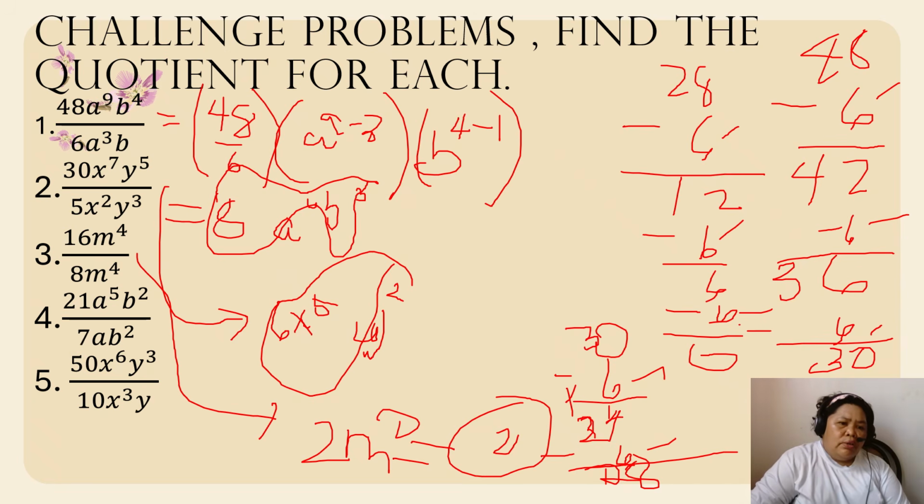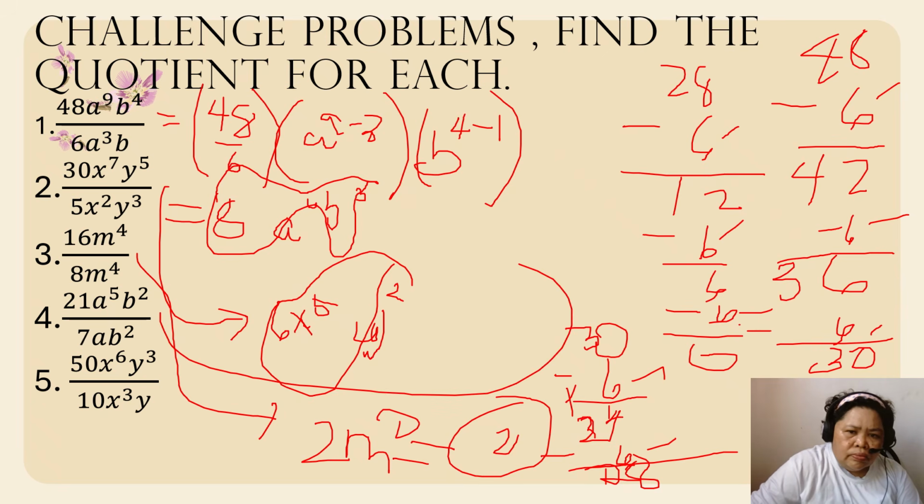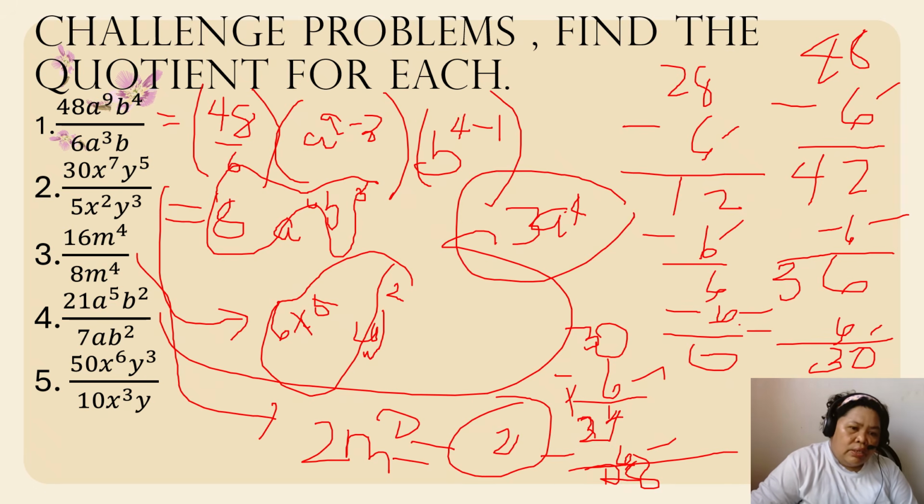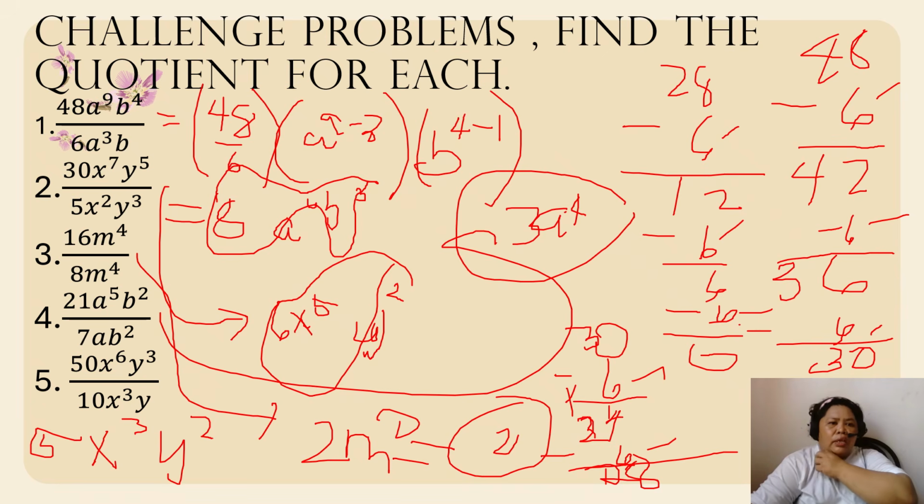And for number 4, 21 divided by 7 is 3. And then a raised to 5 minus 1 is a raised to 4. And for b, we can cancel. 2 minus 2 is 0. 50 divided by 10 is 5. Then x to the power of 3 or cube, and then y squared. That's all. Okay? That's for the challenge. All right.